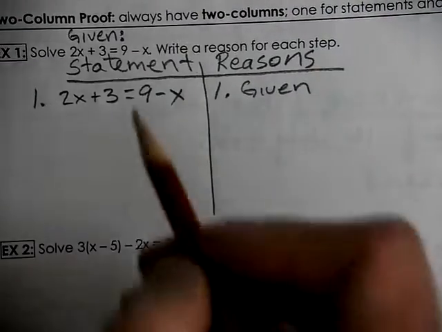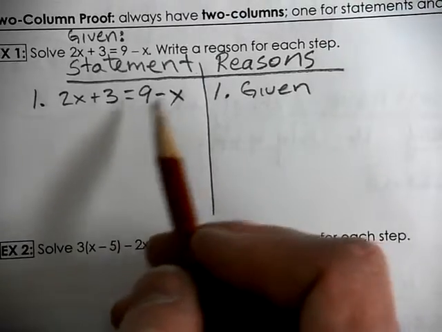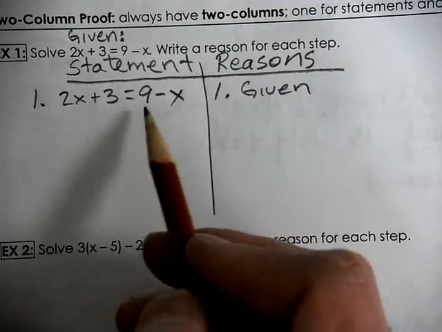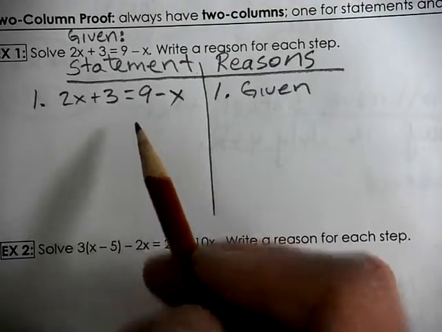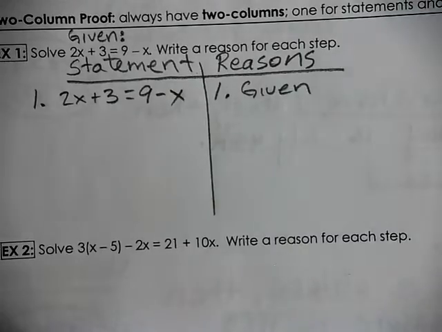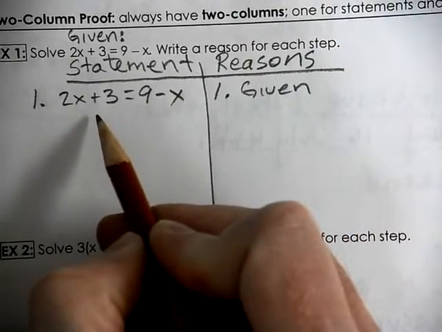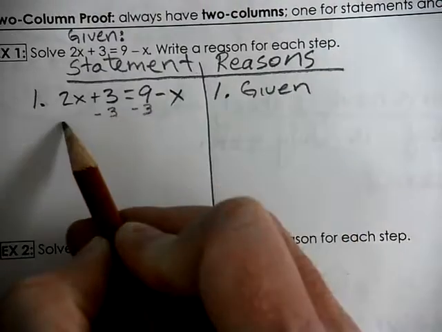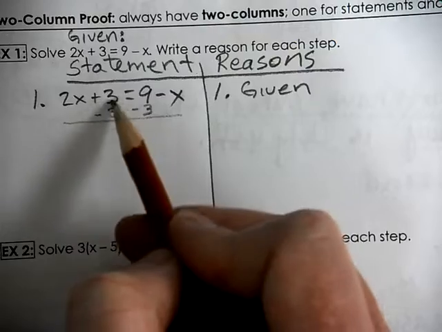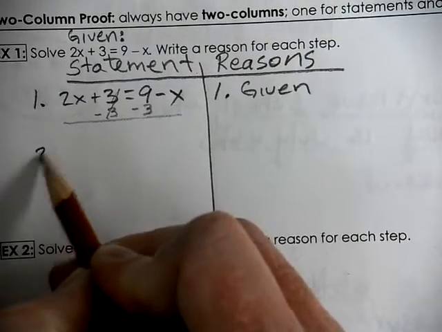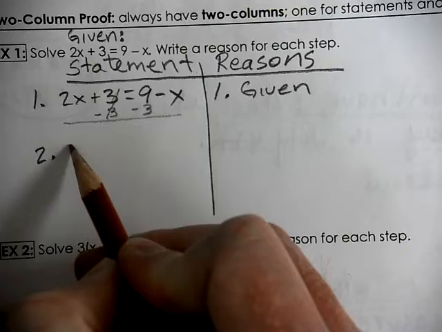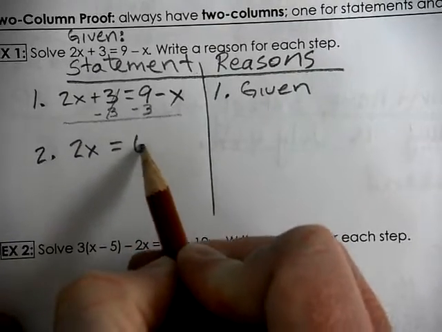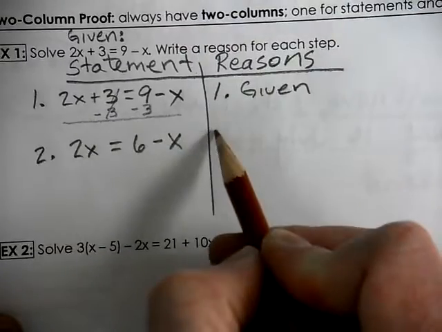Now, this is an algebra problem. What steps would you take? You do have a choice in which one you want to do first, but what steps would you take to solve this algebra problem? Any suggestions? You could subtract a 3. If you want to show, physically write that in here, you're welcome to. You don't have to. That's kind of the neat part. So what we're going to have for statement number 2 is the 2x, the equal sign, 6 minus x.